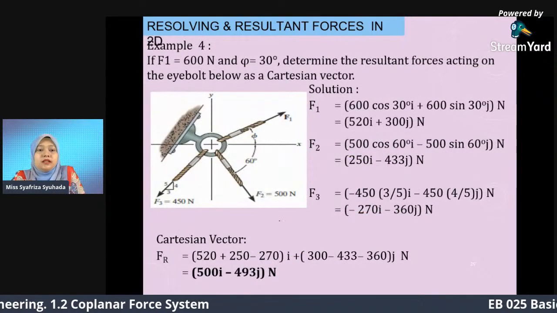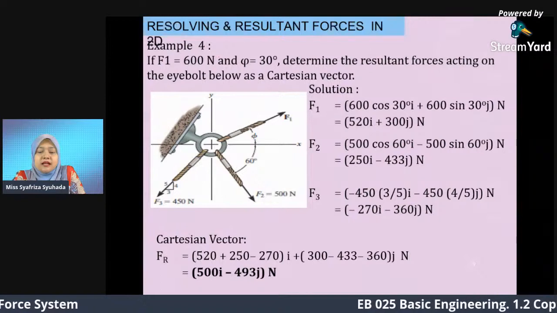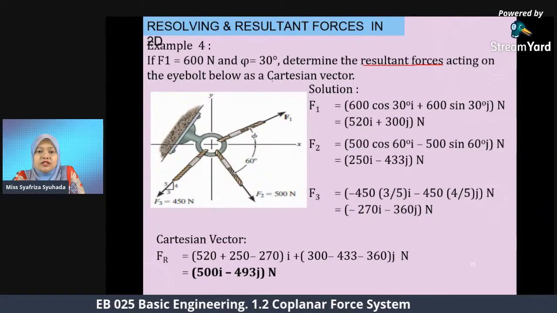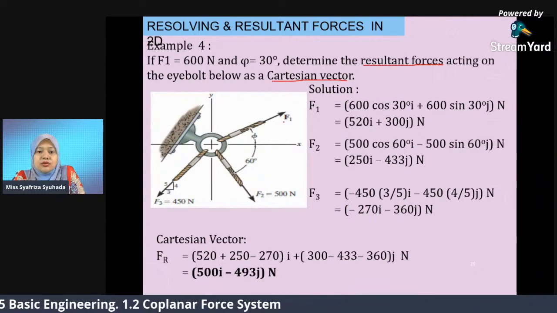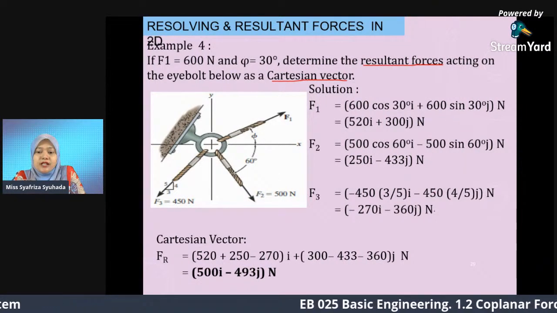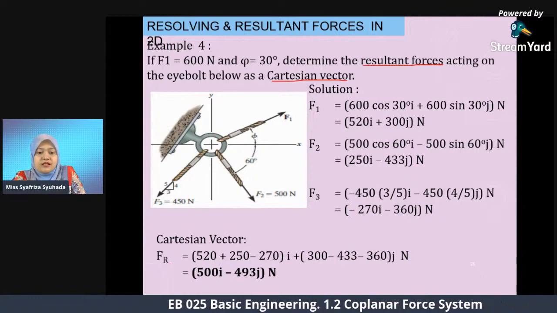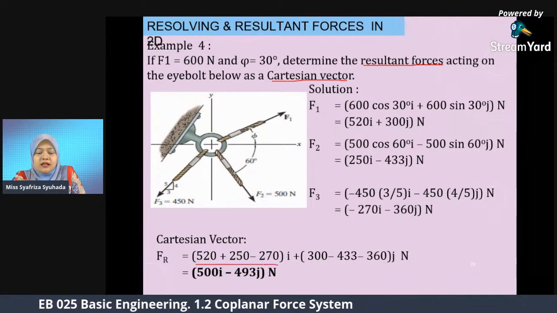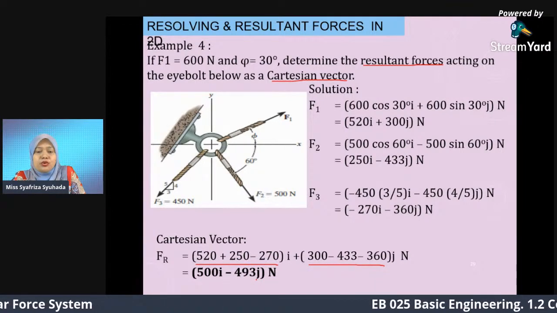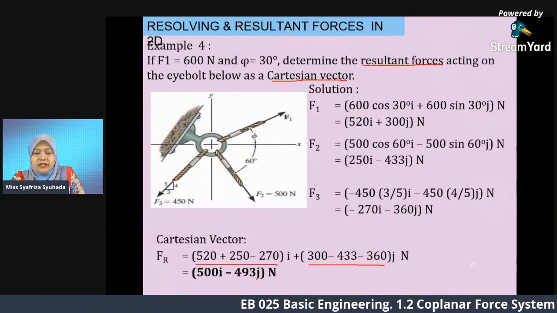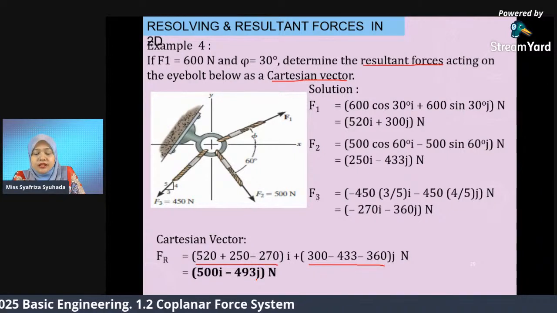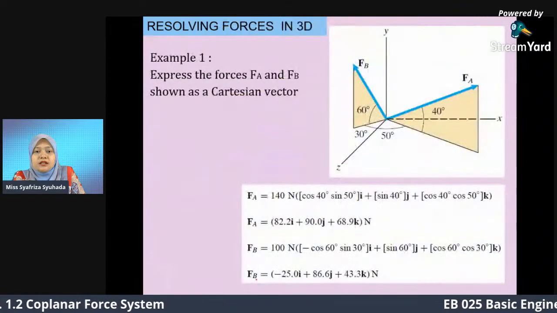Okay, next example number 2. Okay, diberi permasalahan, determine the resultant forces acting the eyeball below as a Cartesian vector. Sama juga. Kita ada F1, F2 dan F3. So kena leraikan kepada IJ, IJ, IJ. Dan bila untuk Cartesian vector, selesaikan dulu yang ibu I, kemudian selesaikan yang ibu J. So the answer is this one dalam bentuk IJ. Alright, clear class? Okay, ini adalah untuk 2D. Okay, next kita masuk kepada 3D.